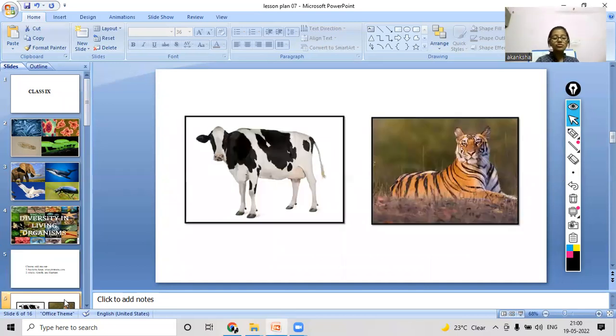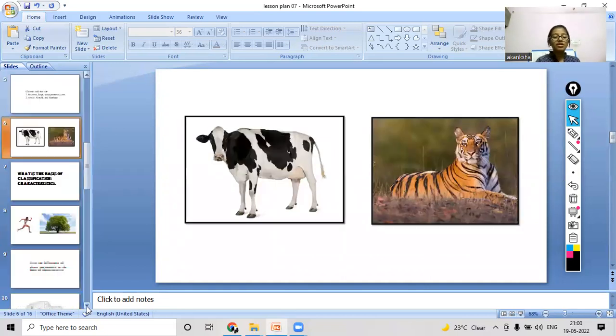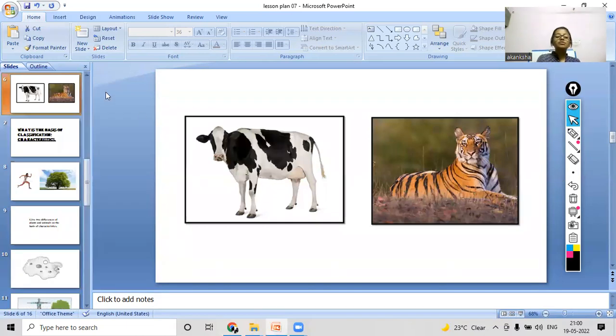Okay, so there are two pictures in front of you. There are two animals, and in these animals, what you have to do is identify whether there are any differences. First, we will find out the similarities. So is there any similarity between these organisms? Yes, they have 4 legs. Even cow and tigers, they both have 4 legs. Any other similarity? It's hard to find. They both have a tail, right? So this is also one of the similarities.